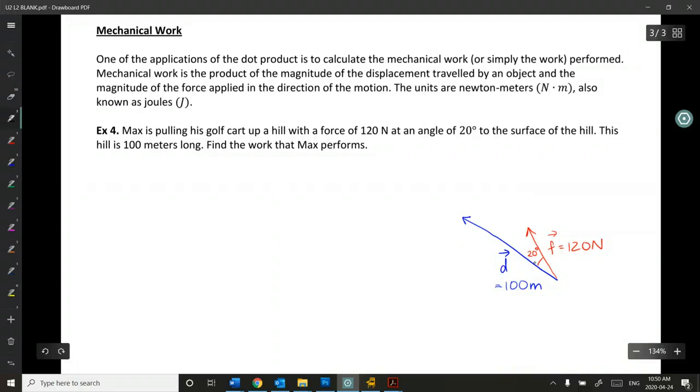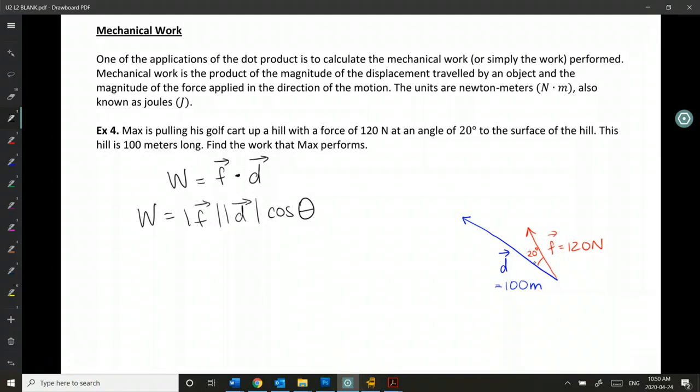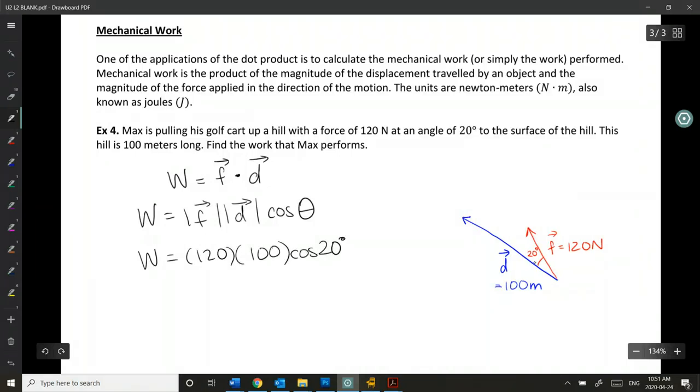So here's a little formula for you guys. Work is going to be equal to force dotted with the displacement. And that means, using our dot product formula, that it's going to be the magnitude of the force times the magnitude of the displacement times the cos of the angle between those two vectors. So work is going to end up being 120 newtons times 100 meters times the cos of 20 degrees.